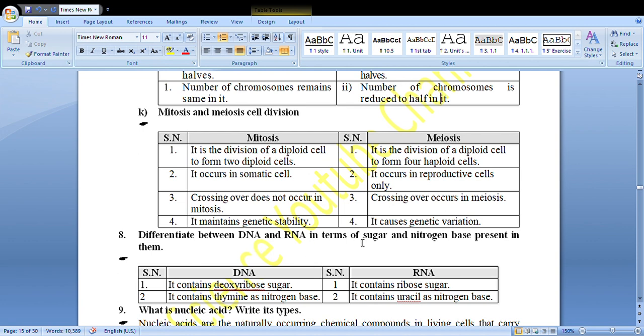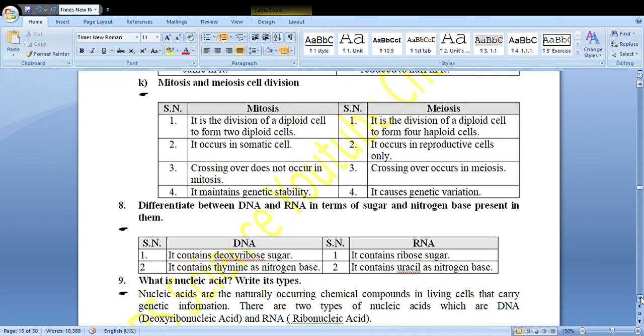Differentiate between DNA and RNA in terms of sugar and nitrogen base present in them. DNA contains deoxyribose sugar. RNA contains ribose sugar. DNA contains thymine as a nitrogen base. RNA contains uracil as a nitrogenous base.